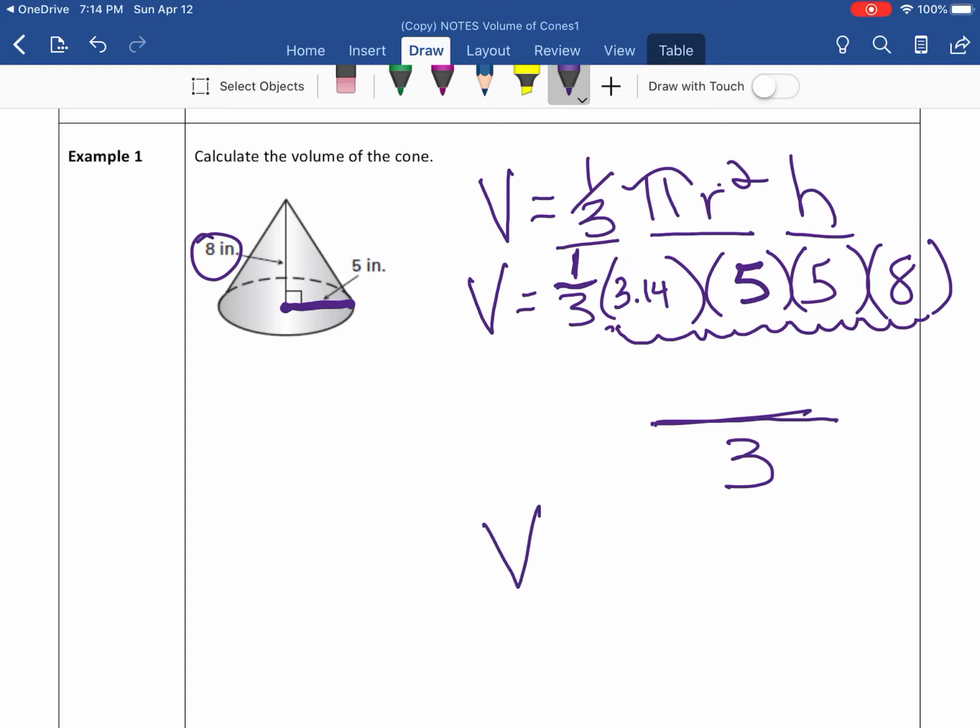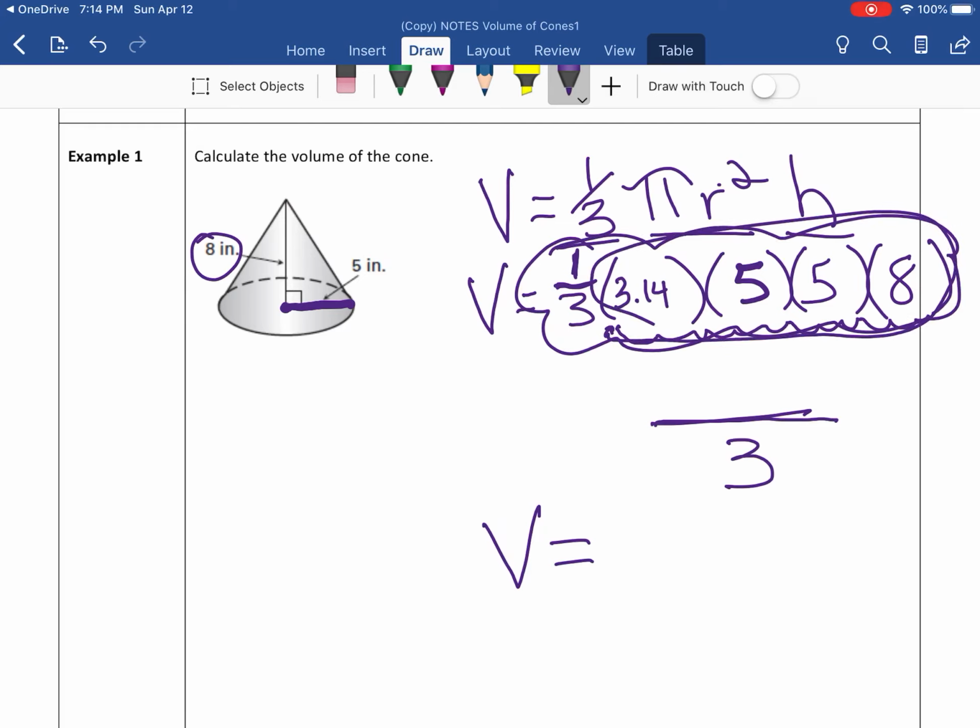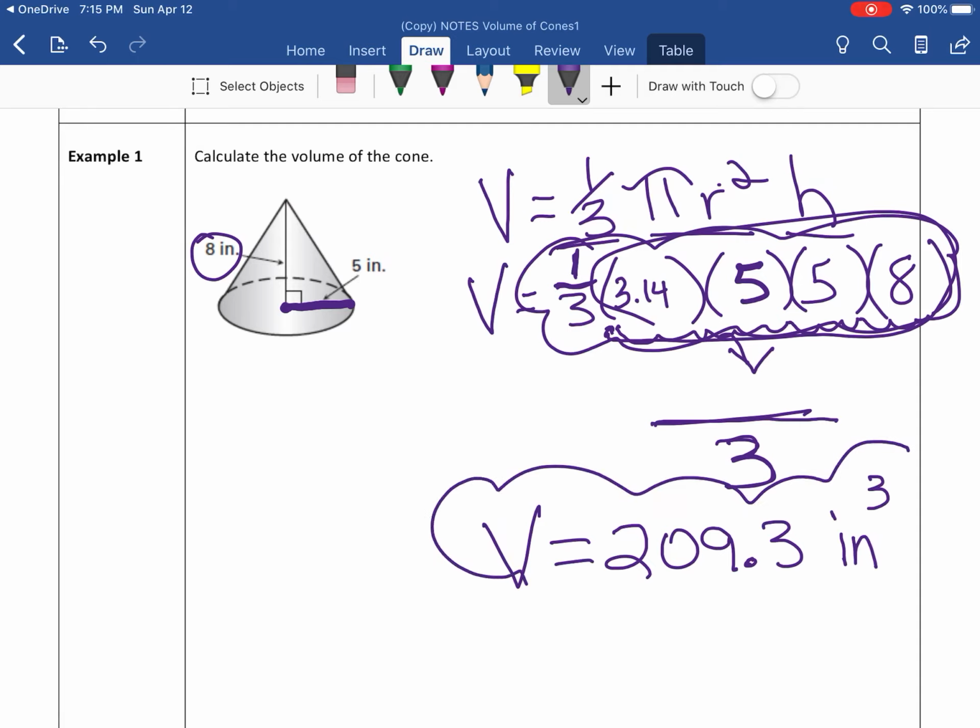So, all in all, no matter which way you do it, if you put the fraction in on your calculator, or if you multiply all these and put it on the top here and divide by 3, you'll get the same answer either way, which will end up being 209.3. And then here's where a lot of points were lost. Don't forget your label, and that is inches cubed, because it's a 3D figure. So it's volume 209.3 inches cubed.